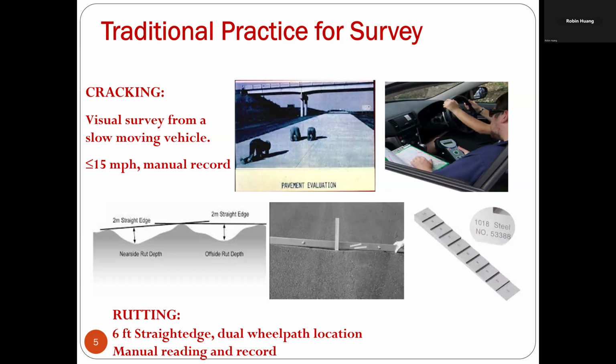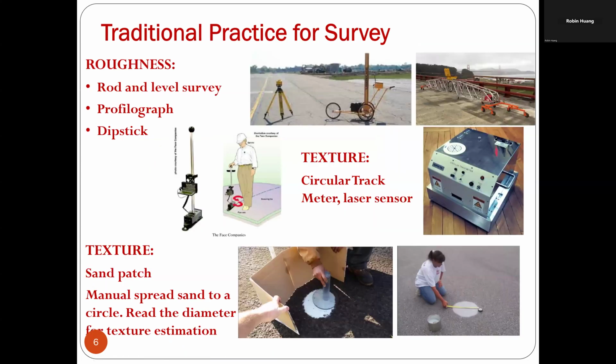Another massive data collection for the surface distress using the manual method is the rutting. Rutting is the longitudinal depression of the road surface, as shown here at each wheel path. The manual inspection typically uses a 6-foot straight edge, and sometimes they use the step gauge. If you insert this step gauge and the straight bar, it indicates what the level of your rutting is.